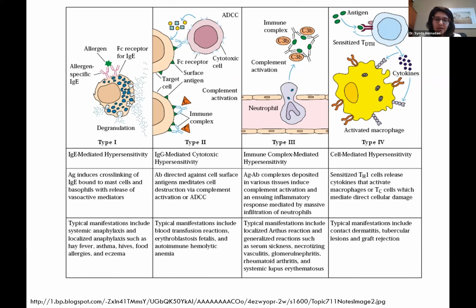Type 2 is IgG mediated cytotoxic hypersensitivity, and common manifestations are blood transfusion reactions, erythroblastosis fetalis, and autoimmune hemolytic anemia, which you're going to see probably more often in the hospital than you are in the clinic setting. Type 3 is immune complex mediated hypersensitivity, and that includes Arthus reactions, serum sickness, necrotizing vasculitis, glomerulonephritis, rheumatoid arthritis, and lupus. And again, we don't tend to see this as often in clinic either.